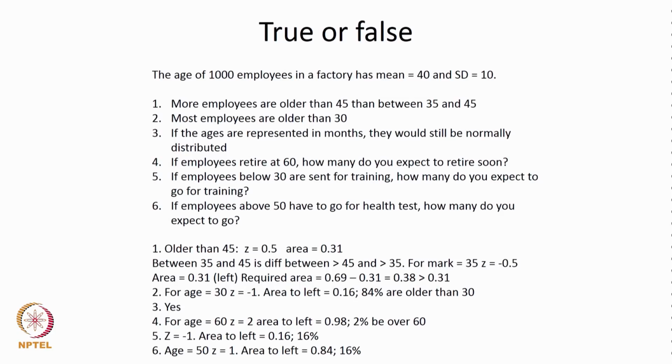If the ages are represented in months, would it still be normally distributed? Yes. If we multiply the random variable by a constant, it will still be normally distributed if the original one is. Only the mean will change.